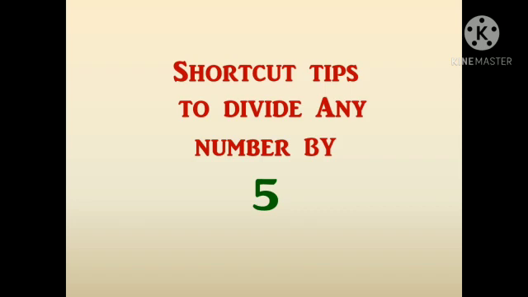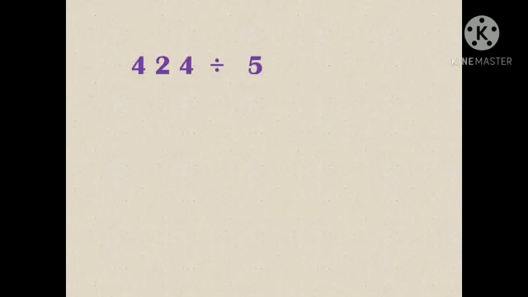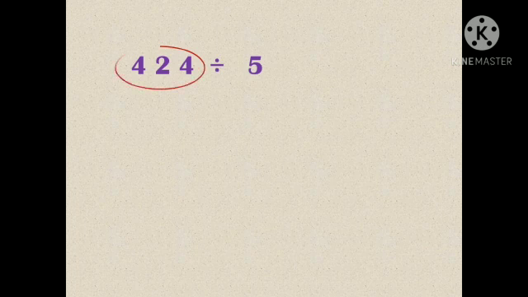First, let us see the shortcut tip to divide any number by 5. So let us take an example. Here is a problem: 424 divided by 5. First, we are supposed to take the dividend. Dividend means the number we are going to divide.